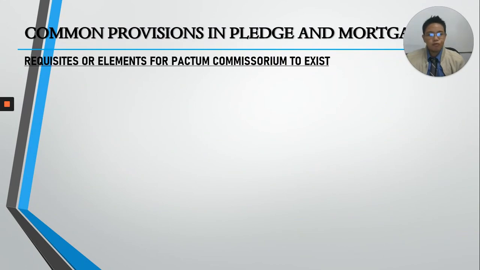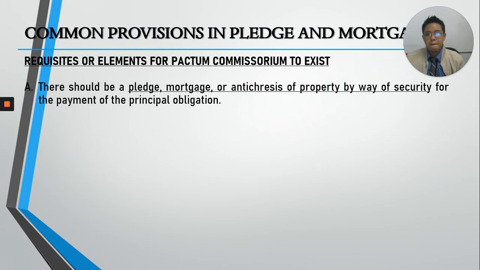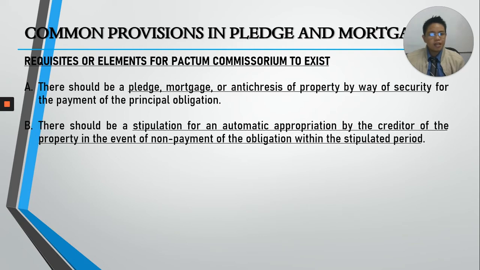Requisites or elements for pactum commissorium to exist. There should be a pledge, mortgage, or antichresis of the property by way of security for the payment of a principal obligation, and there is an automatic stipulation for automatic appropriation by the creditor of the property in the event of non-payment of the obligation within the stipulated period. Hindi ko na siguro kailangang explain. Very easy. Kayang-kaya nyo na yan. So anyway, remember again, pactum commissorium is a void stipulation.